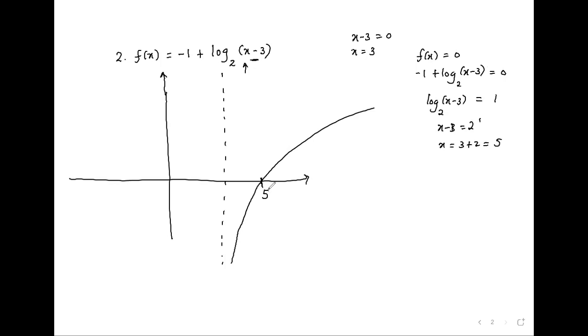Other things we don't care about. We have the vertical asymptote. We also have the intercept. And all that is there.